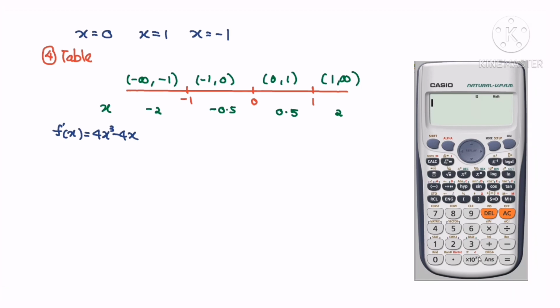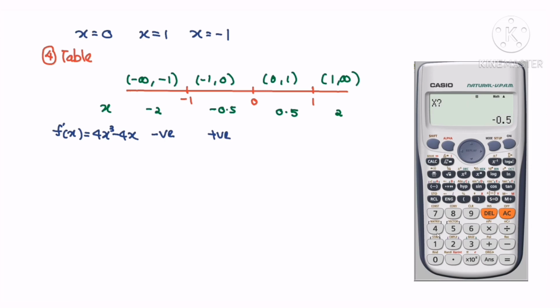Now kindly key into the calculator 4x cubed minus 4x. Kindly use the calculate function and key in the value negative 2. And we will have negative 24, which is a negative value. Next, reuse the calculate function and key in the value negative 0.5. And we will have 3/2, which is a positive value.